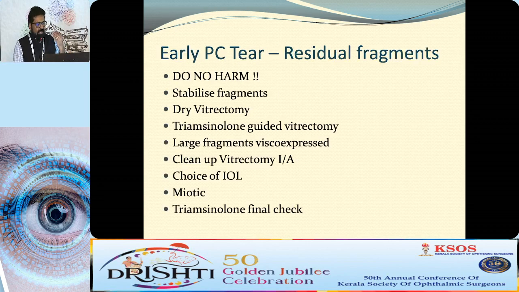So if it's an early PC tear, the first thing is do not cause more harm. That's why I said do not pull out. The moment you pull out, the PC tear is going to extend. You can even have an immediate drop of the nucleus or the nuclear fragments. So always, do not deflate the anterior chamber, put in viscoelastic, plug the PC rent and avoid vitreous coming up, stabilize the fragments. Whenever necessary, if you are not able to bring up the fragments into the anterior chamber, then use a dry vitrectomy, and if necessary, use triamcinolone.